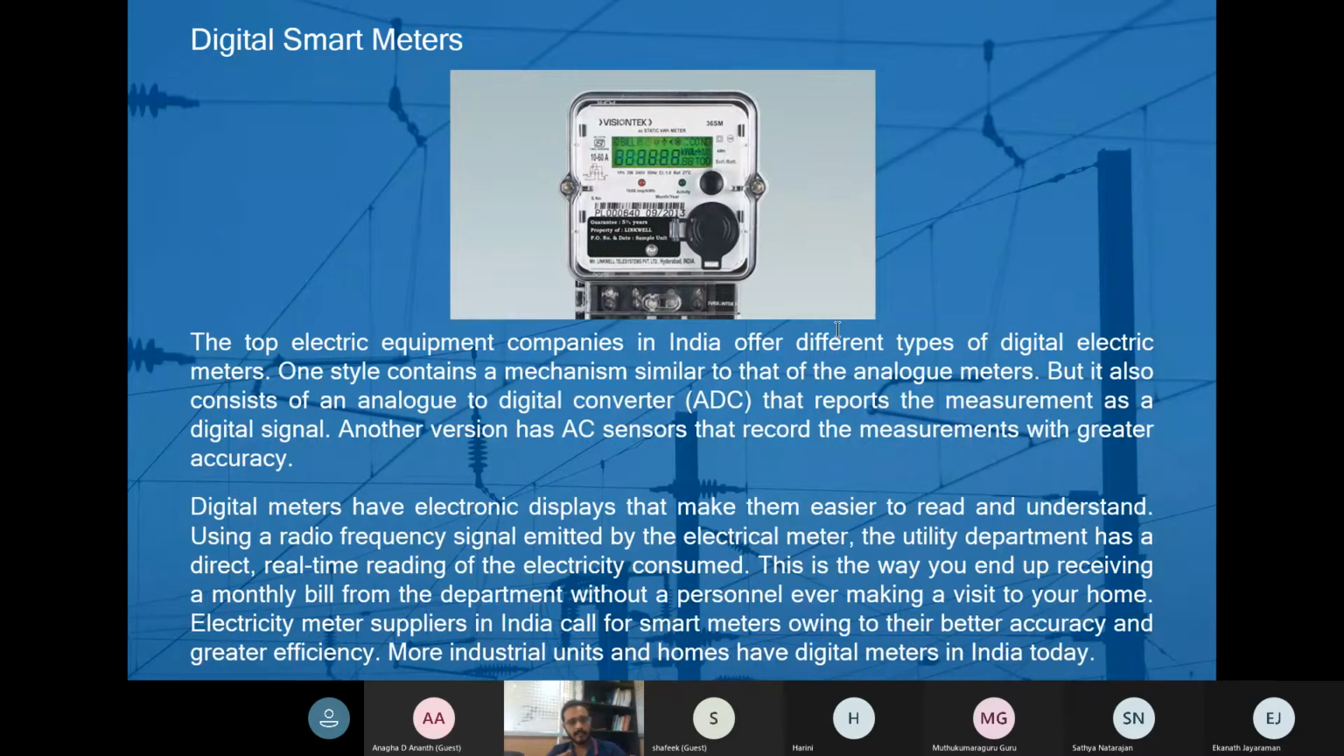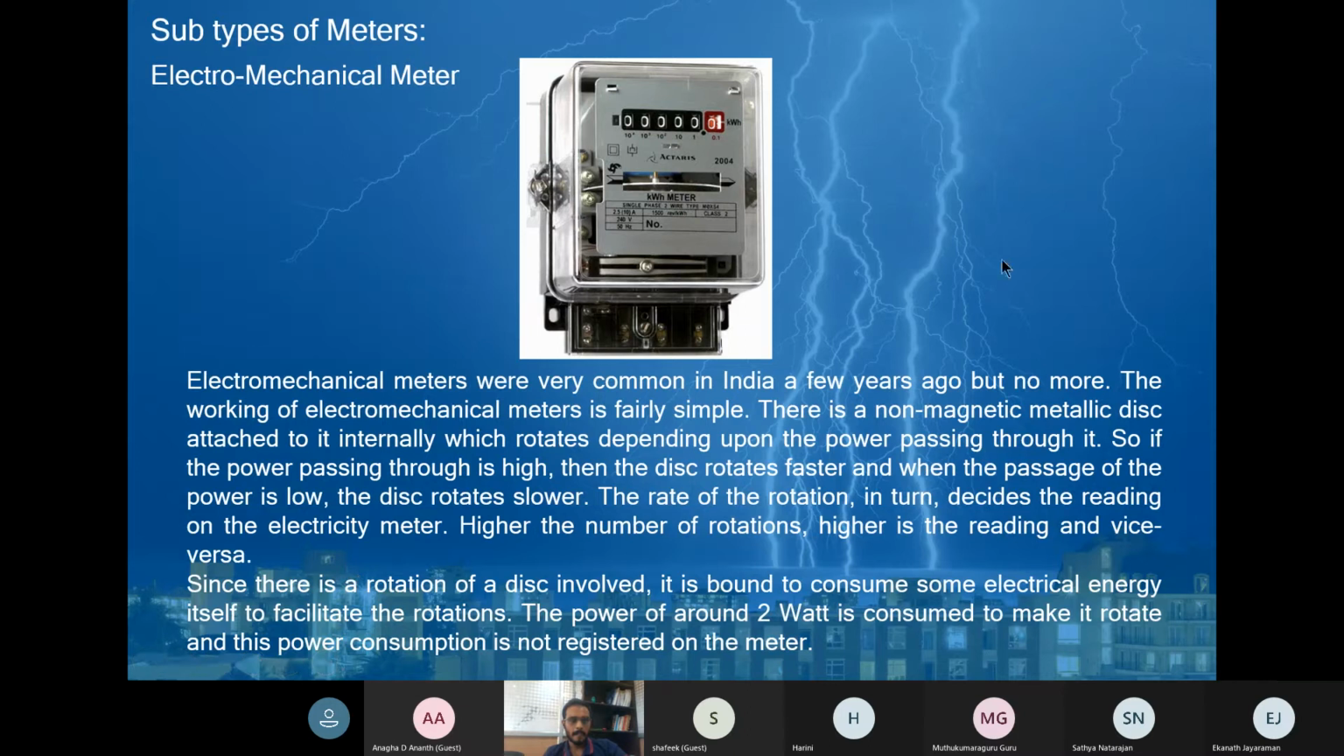Electricity meter suppliers in India call them smart meters owing to their better accuracy and greater efficiency. More industrial units and homes have digital meters in India. So now we'll see some of the subtypes of the meter under both analog and digital meters.